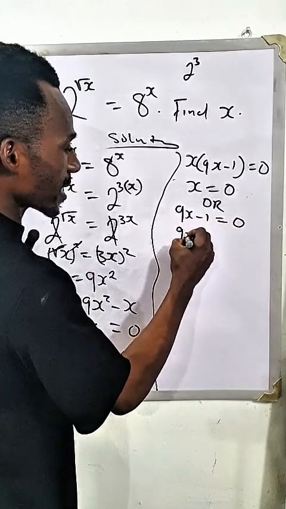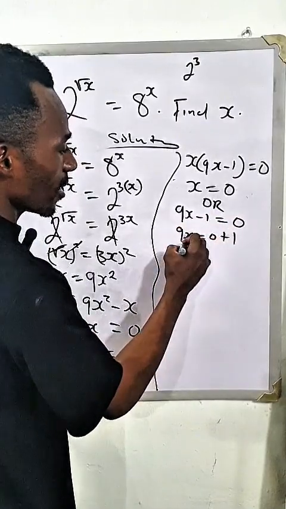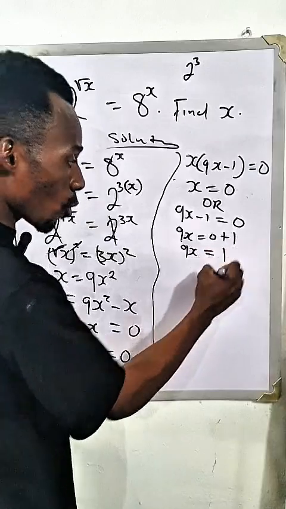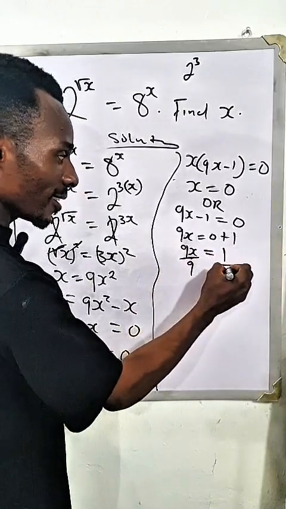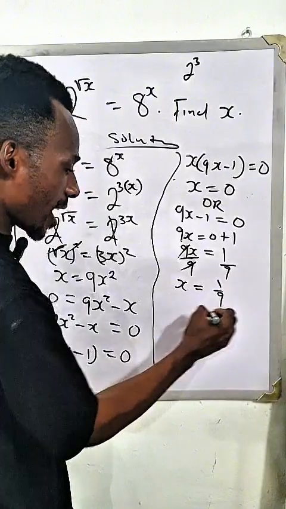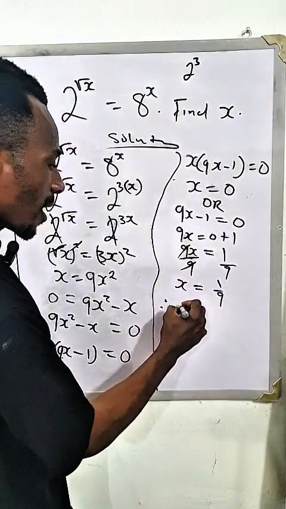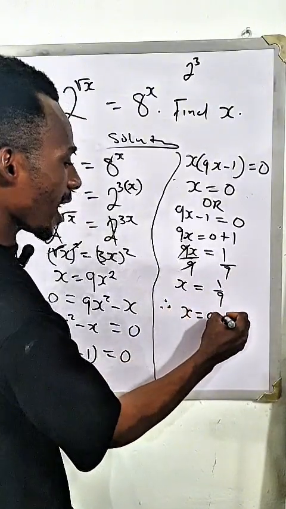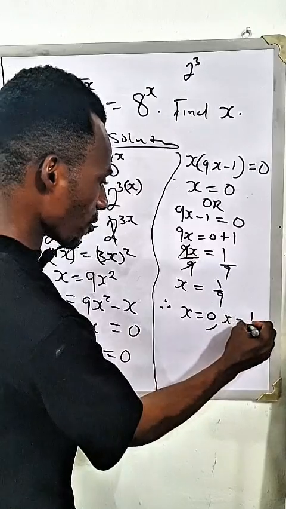Now 9x is equal to 0 plus 1. 9x is equal to 1. Divide both sides by 9. Here, x is equal to 1 over 9. Therefore, x equal to 0 and x is equal to 1 over 9.